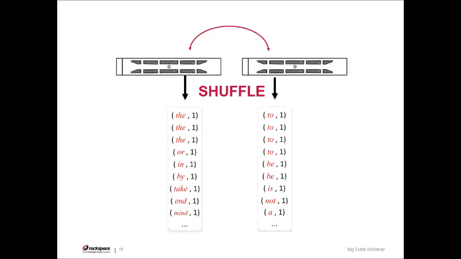So in the example on the slide, the left machine, if it's assigned the role of reducer, will be given all the key value pairs for the keys the, or, in, by, take, end, and mind. And the machine on the right, again, if it's assigned the role of reducer, will be assigned all the key value pairs for the keys to, be, is, not, and are.